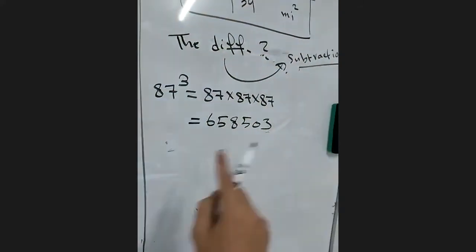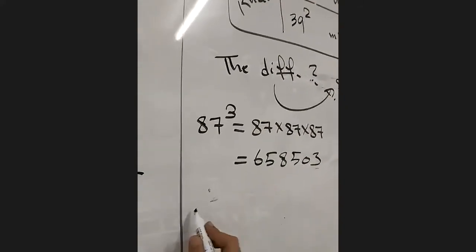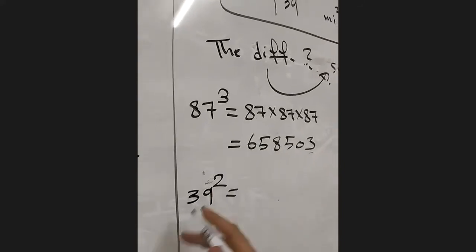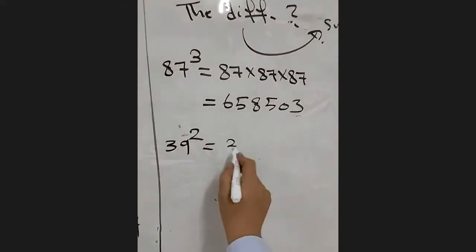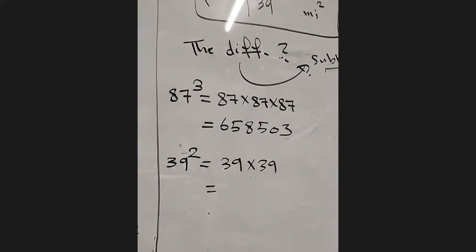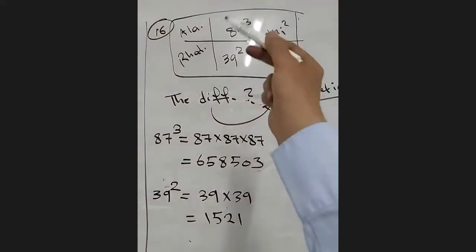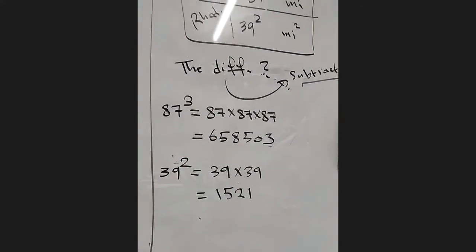Now we did 87 to the power 3. The next step, what do we need to do? We evaluate 39 to the power of 2. It is 39 times 39, right? Let me check. 39 times 39 is 1521. Exactly. Now what I did here, we found this and we found this. These are the answers. Can we find the difference now?